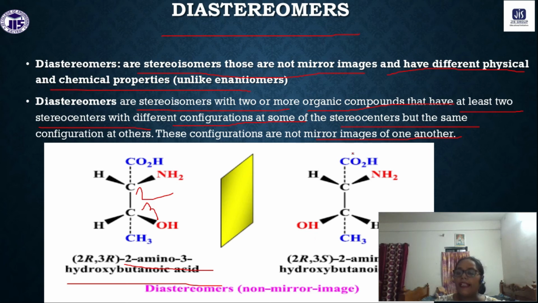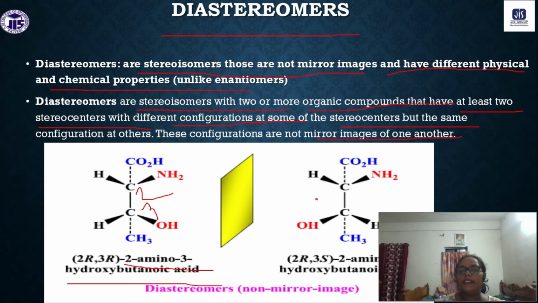Now you can see at the top position COOH will be there. Okay, and the hydrogen and amine groups will be like this, and they are non-mirror images. They are not at all mirror images, because the NH2 group is here, and we should have the NH2 group here after the reflection, right? But they are not mirror images, so that is called diastereomers.